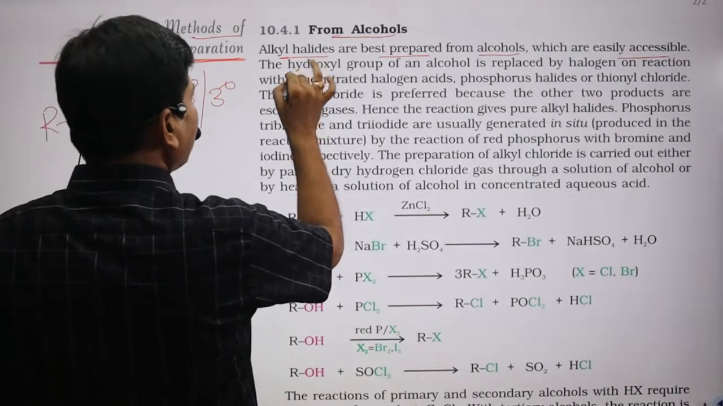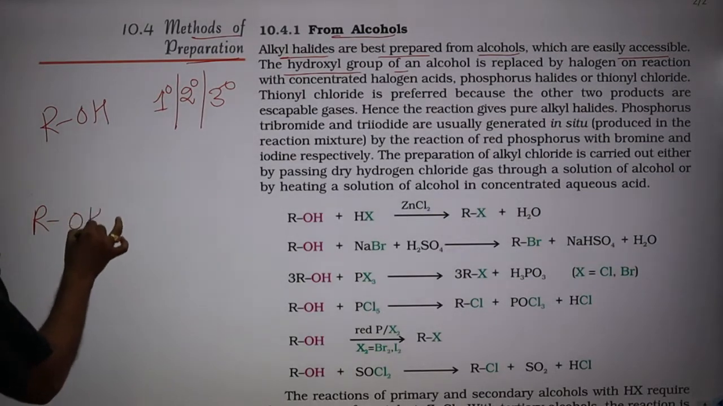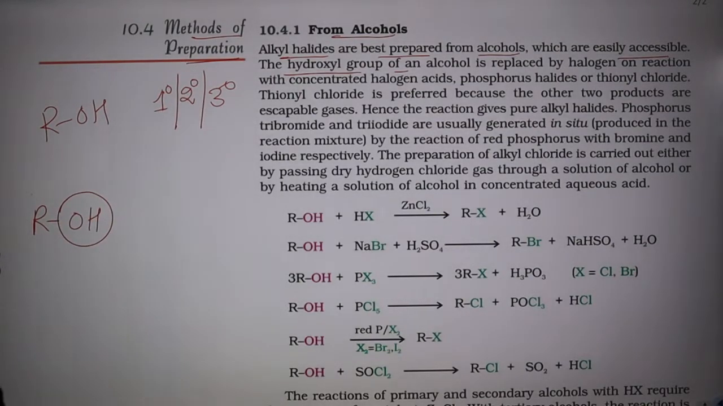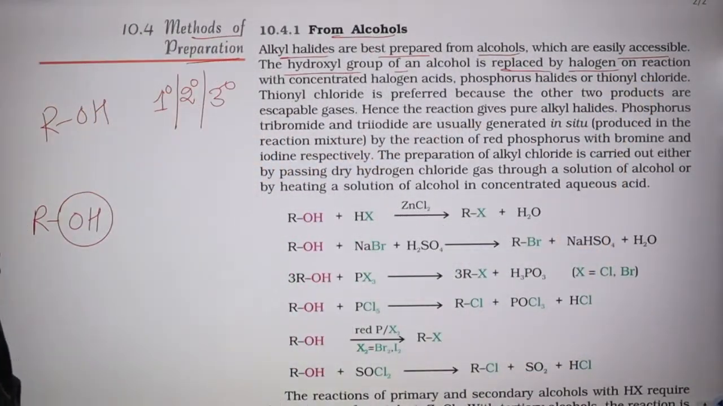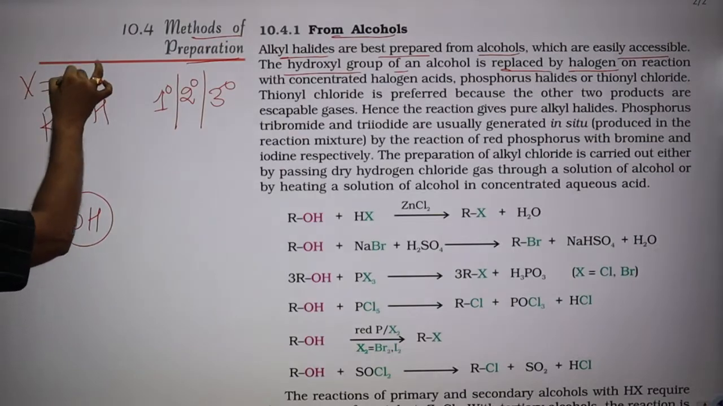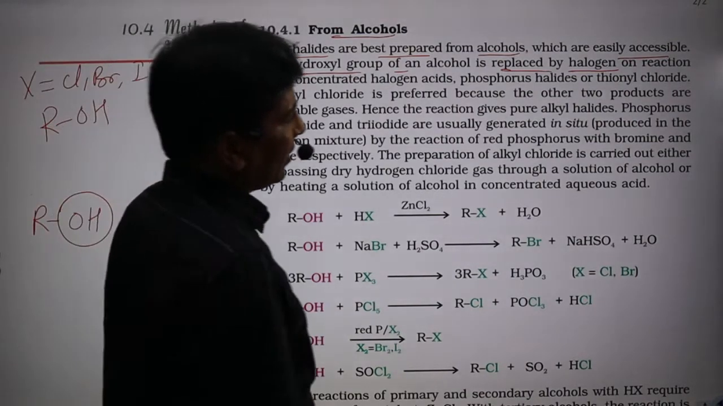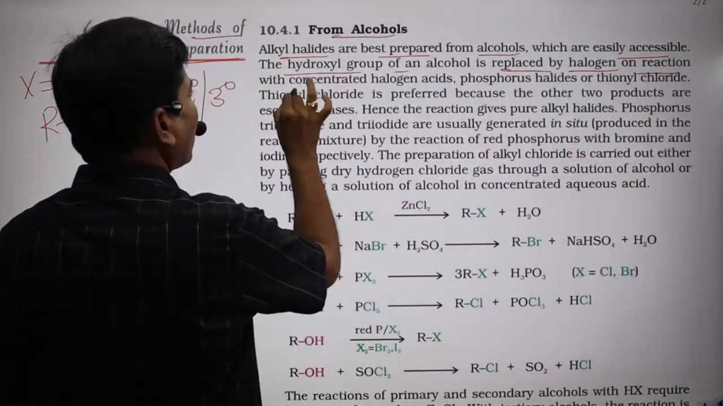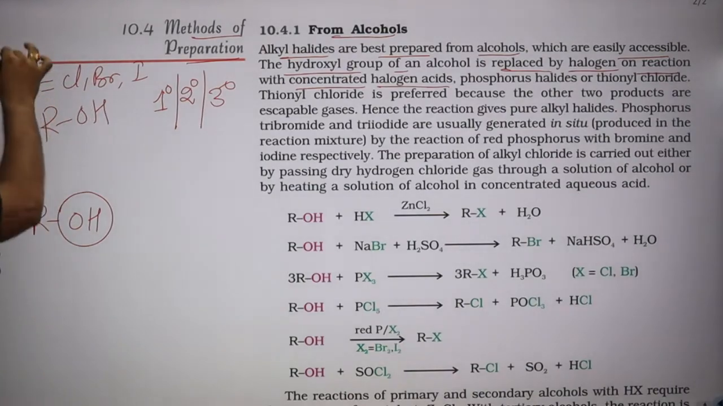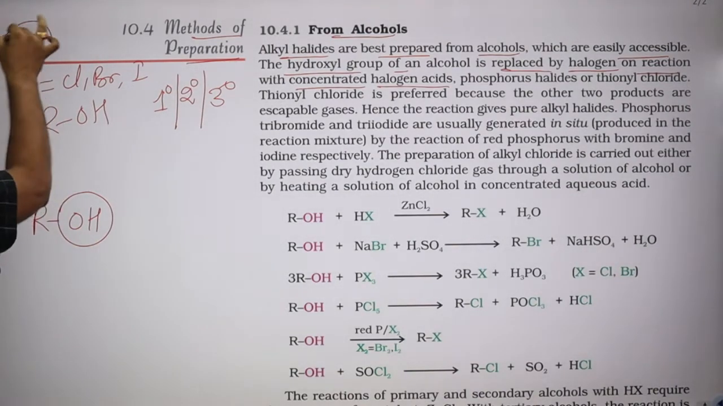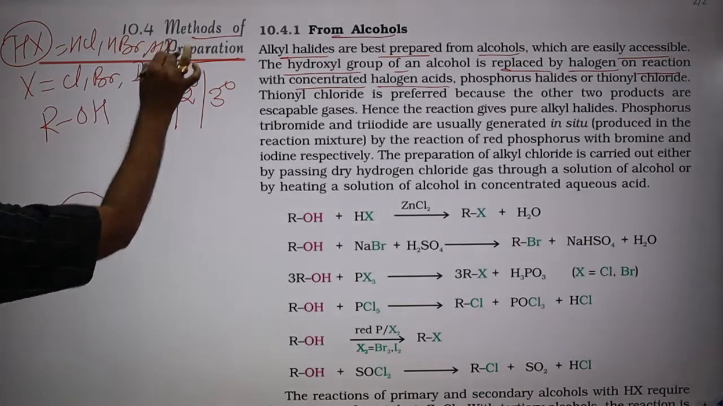The next statement is that the hydroxyl group of alcohol is replaced by halogen. We have alcohol and this is the hydroxyl group. Halogens are represented by X. We can say Cl, Br, or I, on reaction with concentrated halogen acids, which are nothing but hydrogen halides. We can represent them as HX. We can write HCl, HBr, or HI.